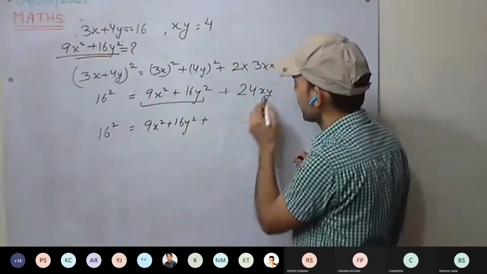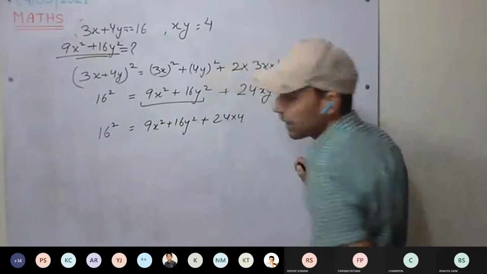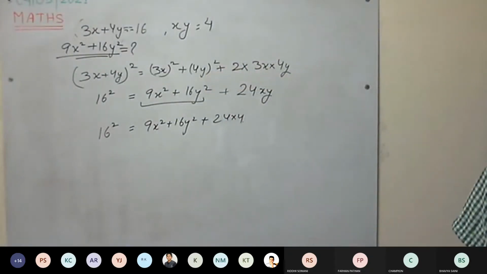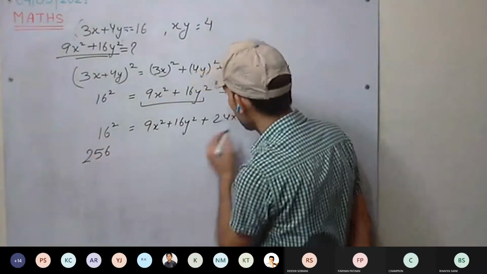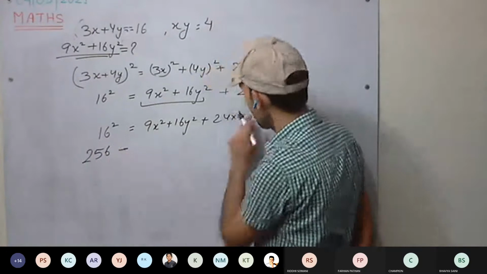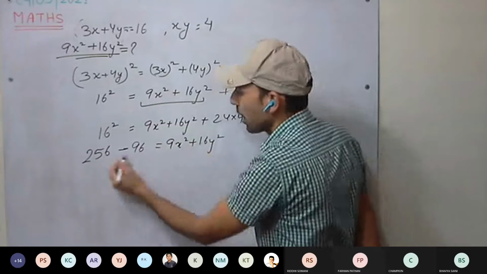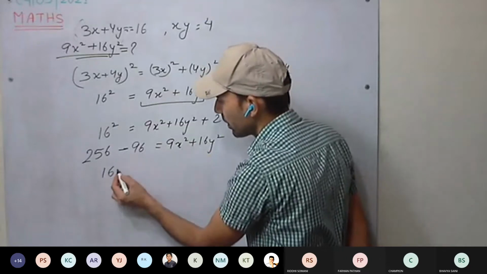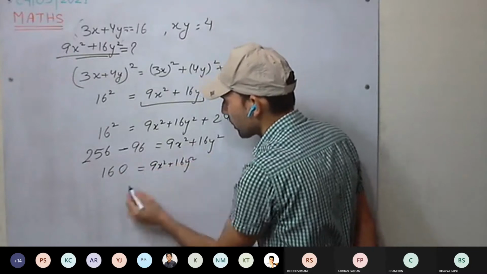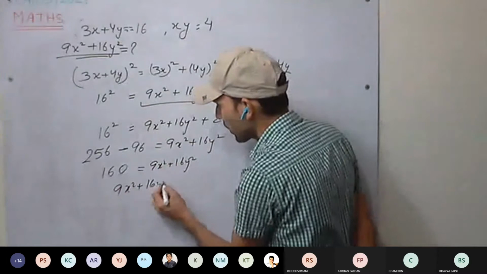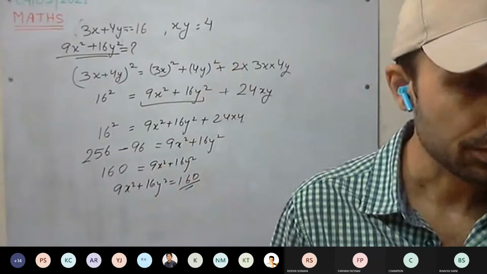So I can replace xy with 4, so I write 24 into 4. 16 square is how much? 256. Minus 96, I'm taking that to the other side. 9x square plus 16y square, how much will it be? 160. So we can write 9x square plus 16y square equals 160. Understood this one? Everyone has understood?